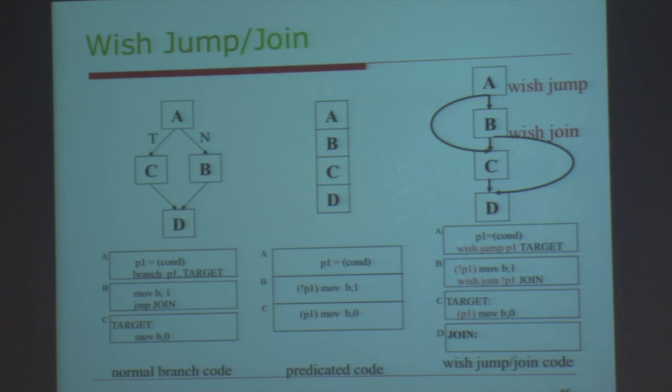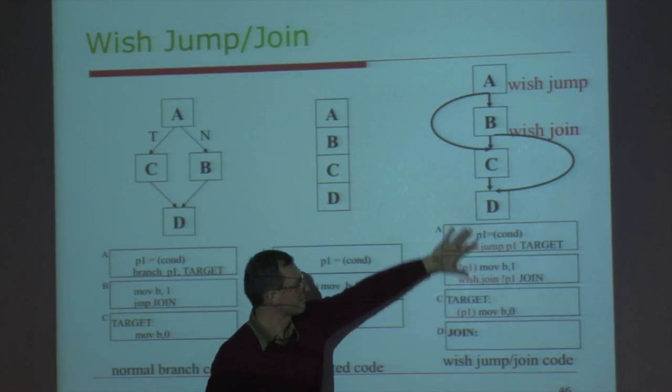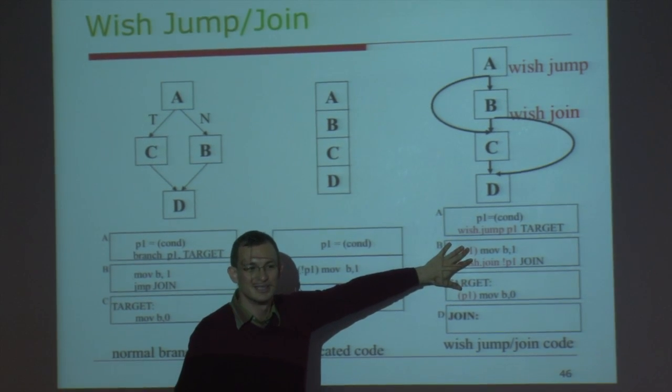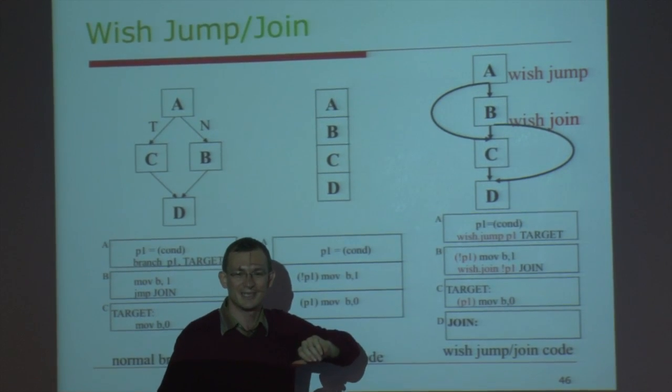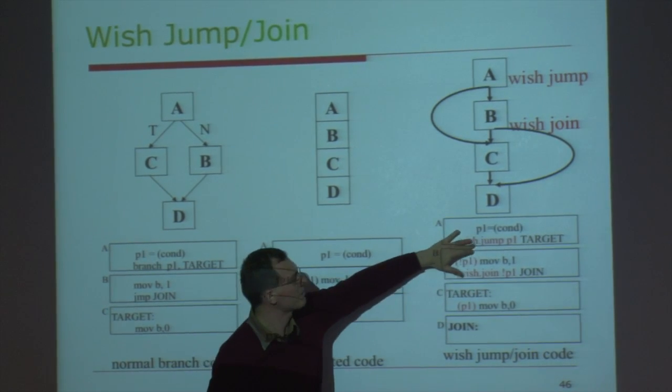So how does this look? Basically, this is normal branch code. This is predicated code, as we've shown. And this is the wish branch code, if you will. It's bigger than both, unfortunately. But now you have both predication as well as branches in it.